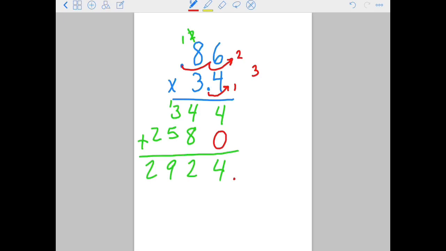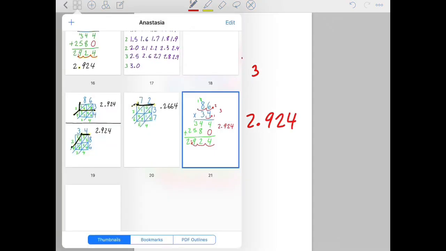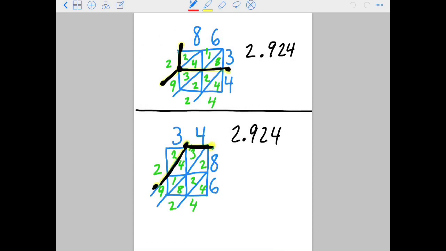So you guys know the decimal starts there in the answer. I'm going to move it 3 times now. 1, 2, 3. And it lands there. So my final answer is 2.924. Okay, so anybody using lattice method, I gave you 3 examples where the decimals could be and how they would move.